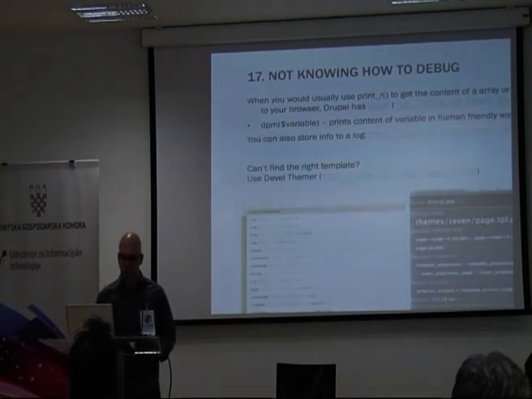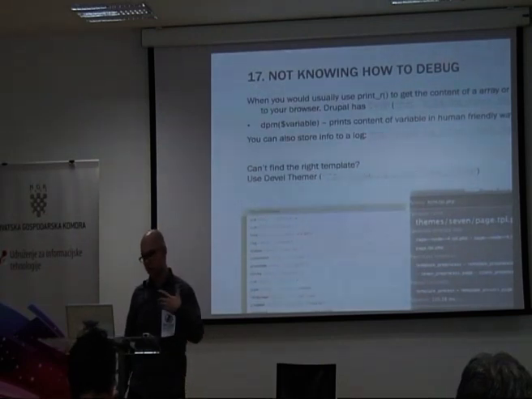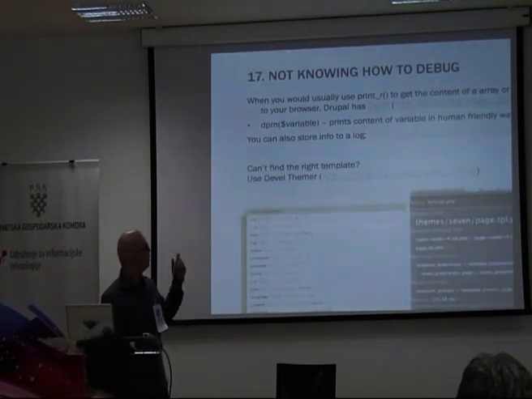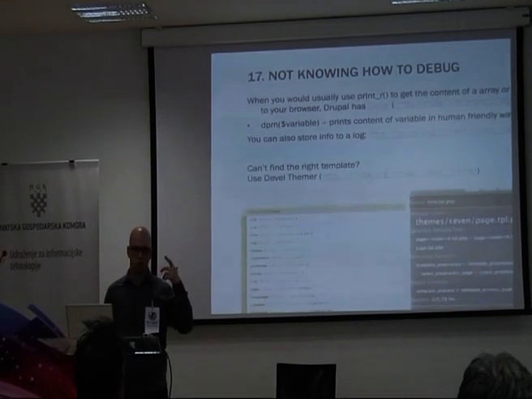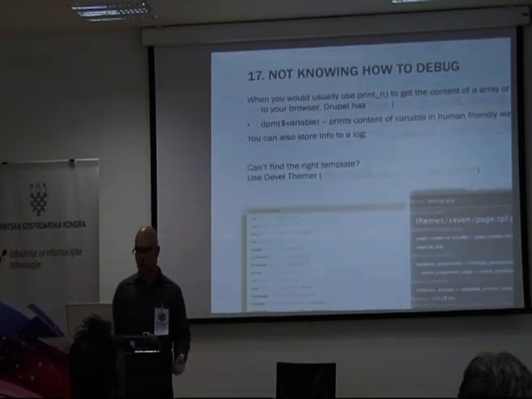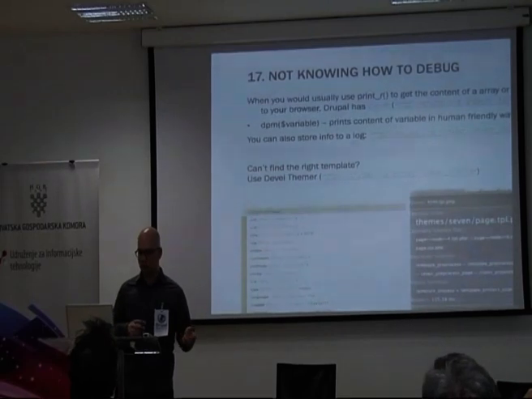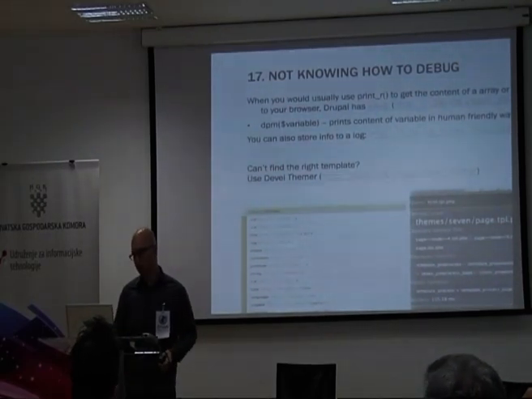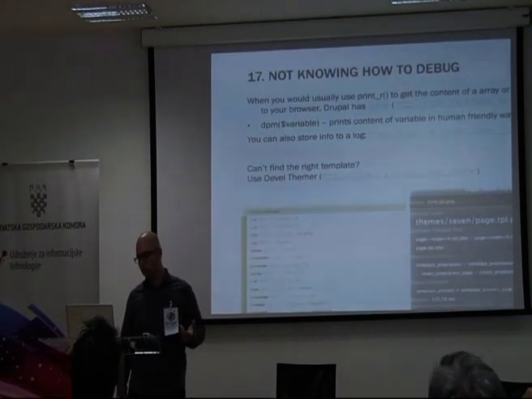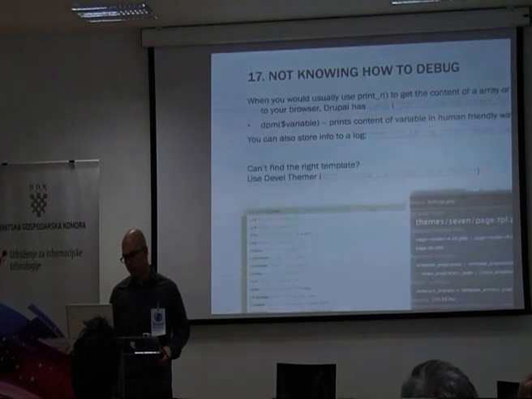A very important part is that beginners usually don't know how to debug their code. This is very basic stuff. For example, you have this module called Devel. Devel gives you some functions so you can print out your variables, your render arrays, which is very helpful. You can print out your objects, your node objects, and so on. You can also print those into a log with some other module.